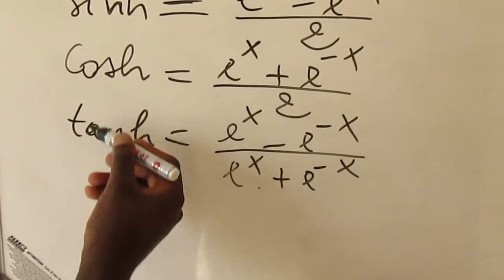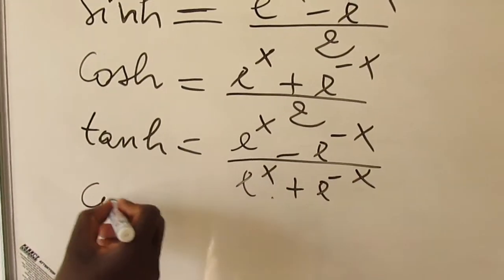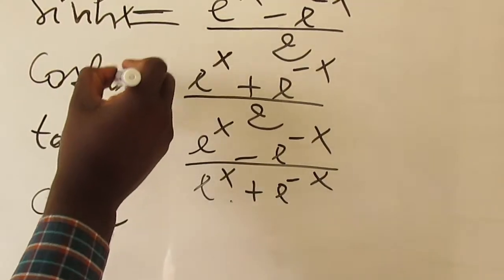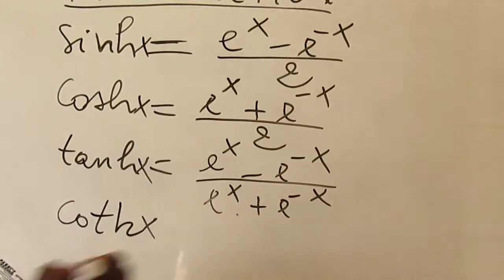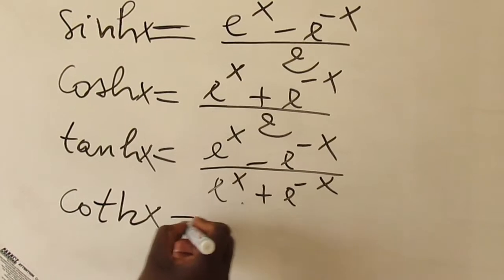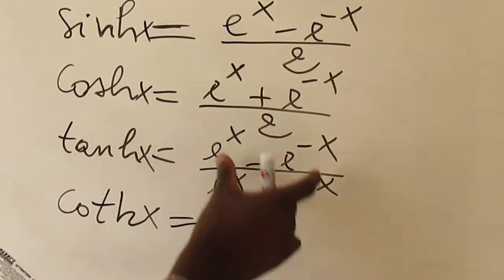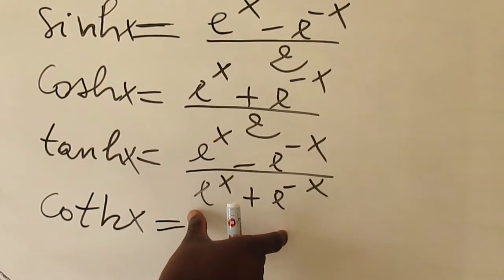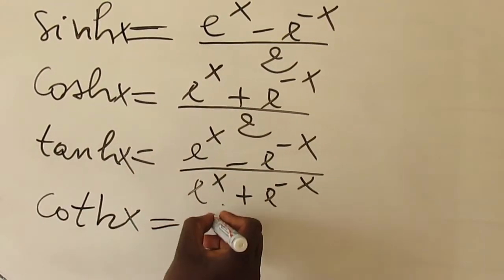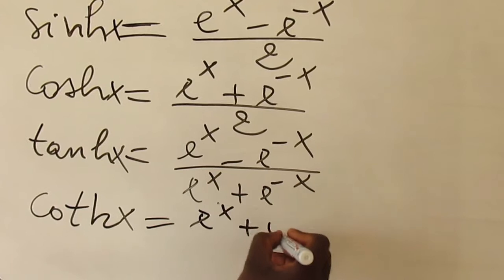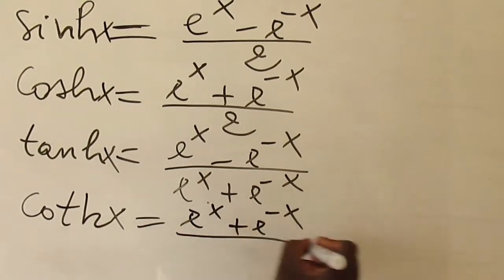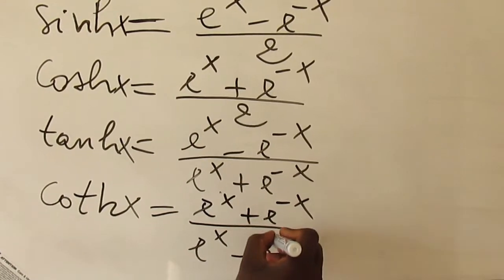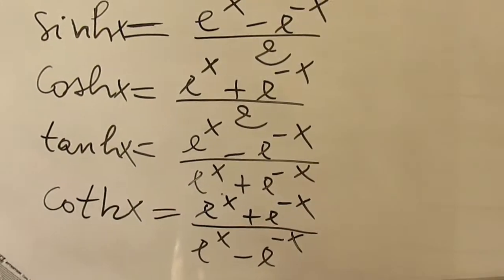Okay guys, apart from tanh, we also have coth. Sorry, I forgot the x here, and also the x there. Coth of x. You invert this. This goes to the numerator and this goes down, because coth is the inverse of tanh. So it's going to be e to the power x plus e to the power negative x over e to the power x minus e to the power negative x.